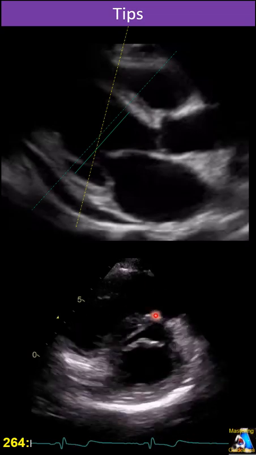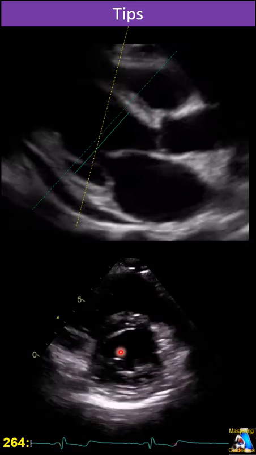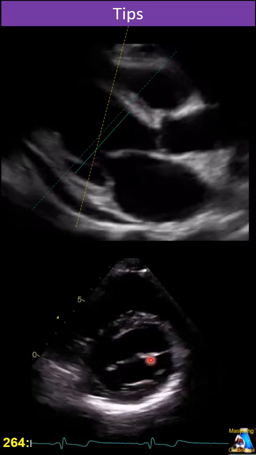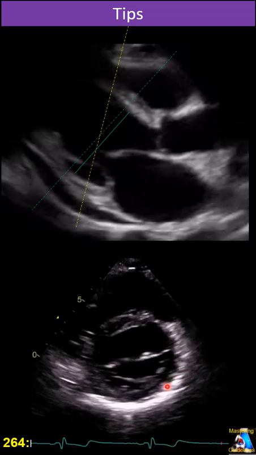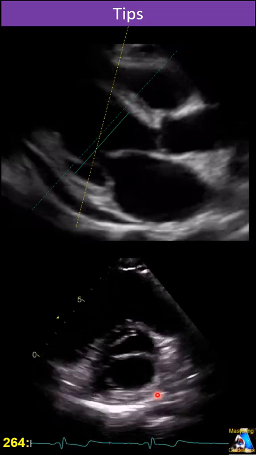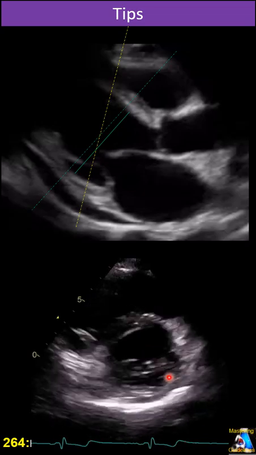And second, with twisting and moving up and down, which I will explain now, you can make it a circular shape. If it's not circular, you are off axis and the measurement will be wrong.